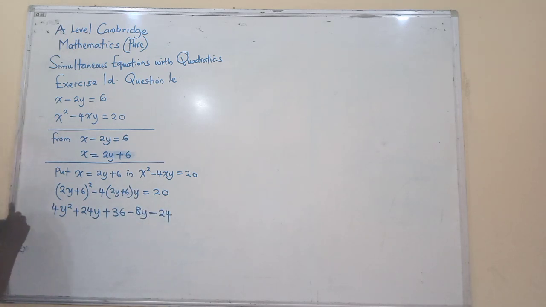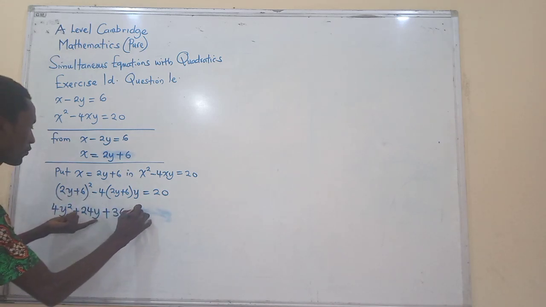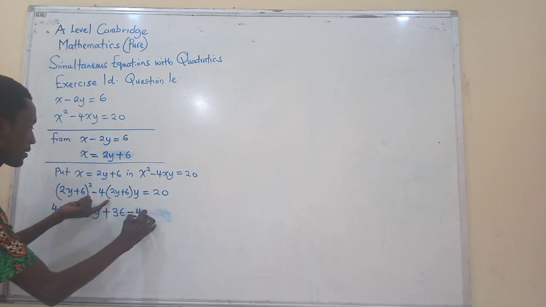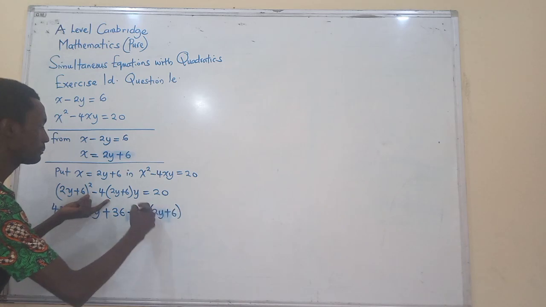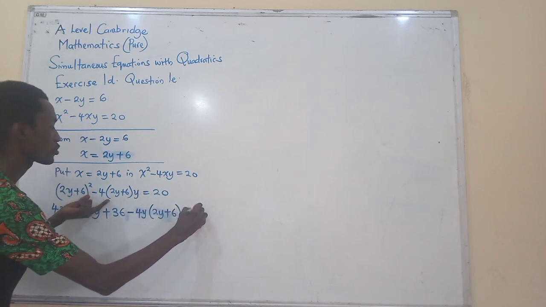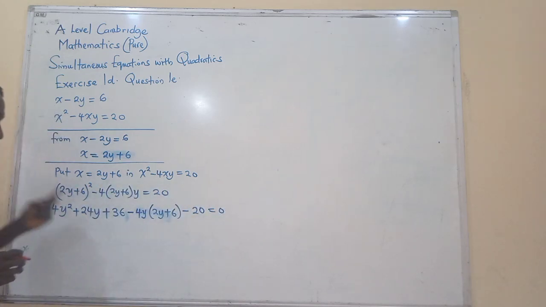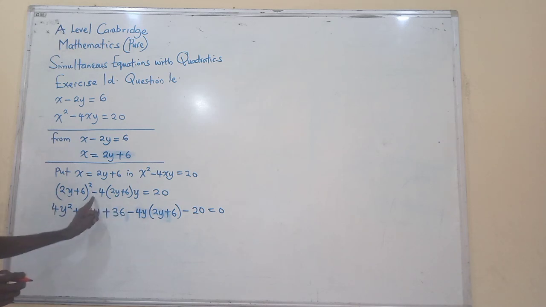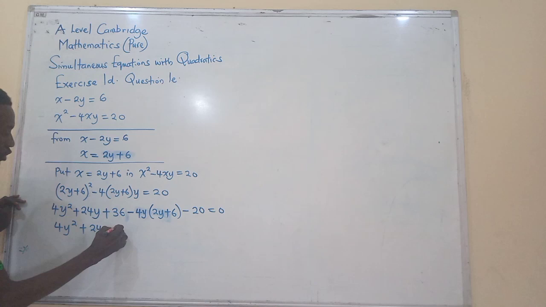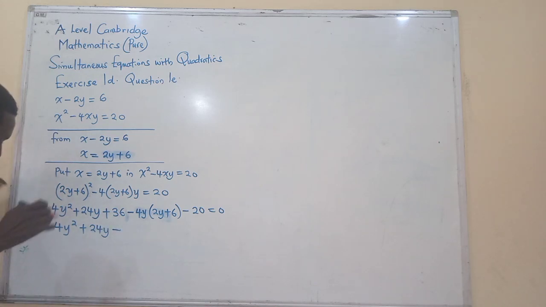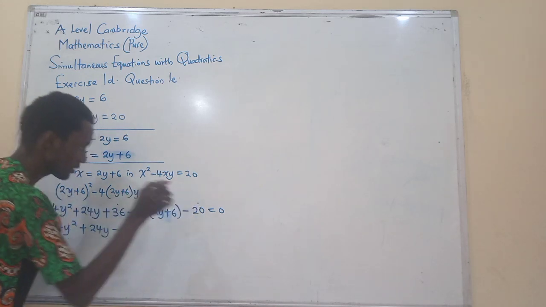Okay, let's be very careful. Let's come to this one. This will be minus 4y into 2y plus 6, minus 20 equal to 0. Now, why am I doing this? Because sometimes it might be difficult for you to see what's happening here. So I go on to say 4y squared plus 24y plus, and I can deal with this and this immediately.